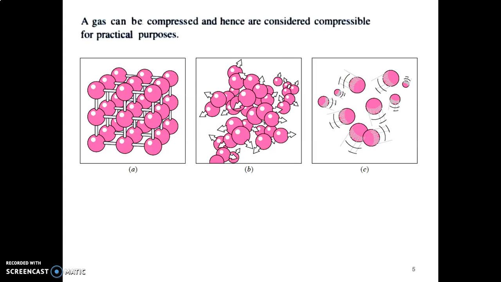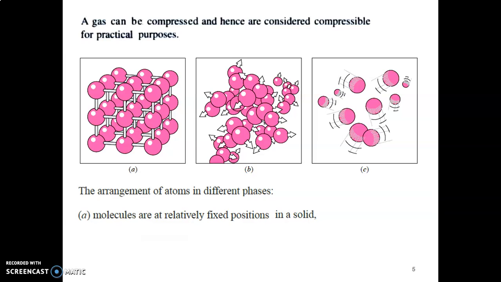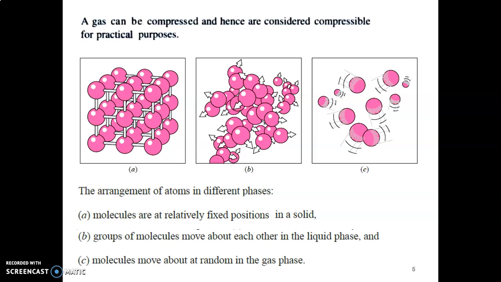Now, we will be differentiating between solids, liquids, and gases in detail. Let us see these different statements. Molecules are in relatively fixed positions in a solid. Groups of molecules move about each other in the liquid phase. Molecules move about at random in the gaseous phase. Okay, so we will be discussing these three statements in detail in our next video.